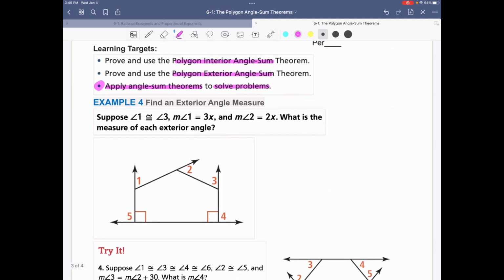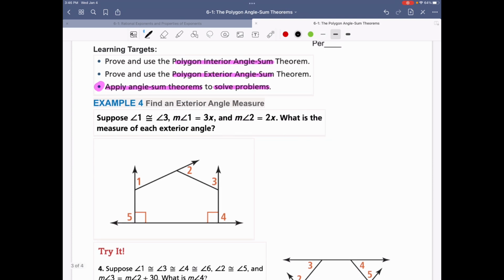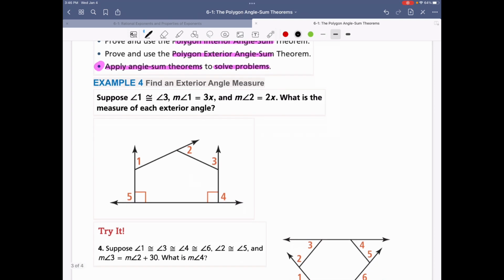Example 4, find an exterior angle measure. If you remember from yesterday, the exterior angle measures of all of the exterior angles always add up to 360 degrees. So, looking at this picture, we have angles 1, 2, 3, 4, and 5. So when we add angle 1 plus angle 2 plus angle 3, all of the angles, it equals 360 degrees. All of the exterior angles always equal that.